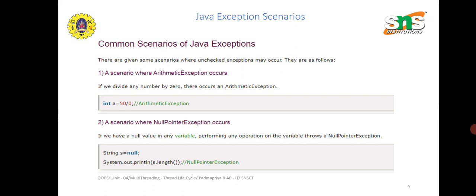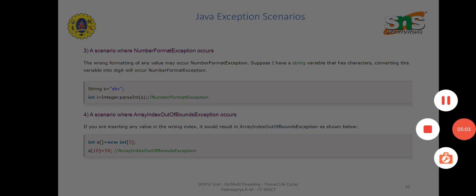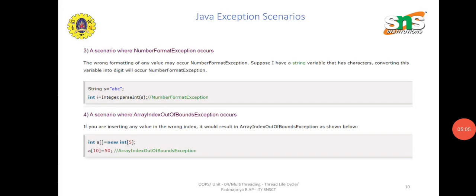A scenario where NullPointerException occurs. If we have a null value in any variable, performing any operation on the variable throws a NullPointerException. For example, String s = null. Here we don't give any value for the string, so it is considered a null pointer exception. Then a scenario where NumberFormatException occurs, and a scenario where ArrayIndexOutOfBoundsException occurs.